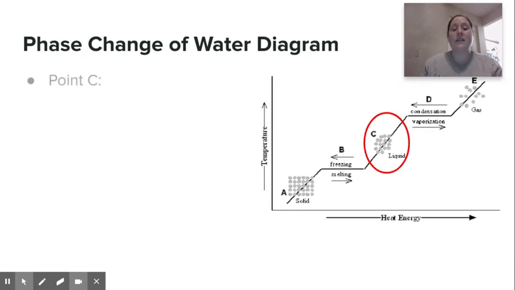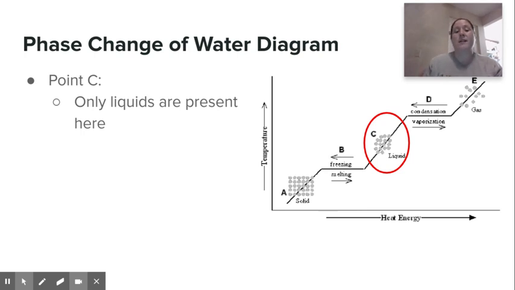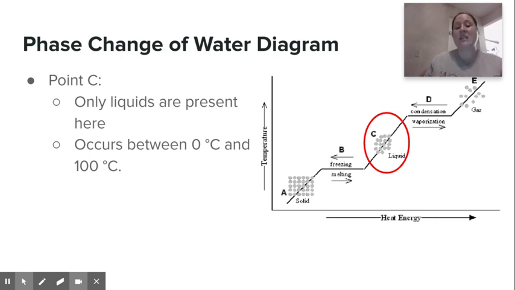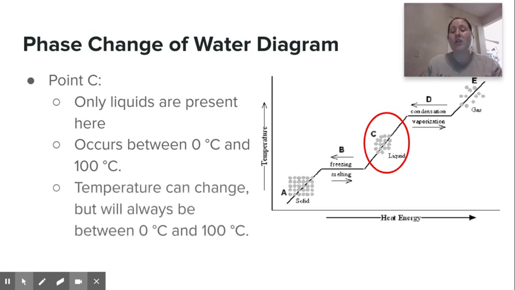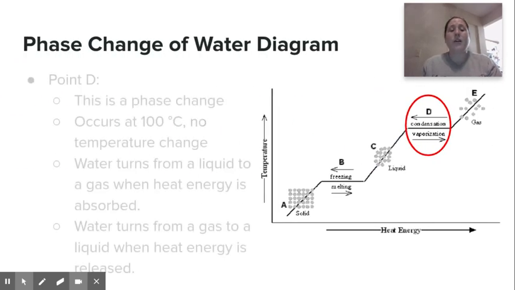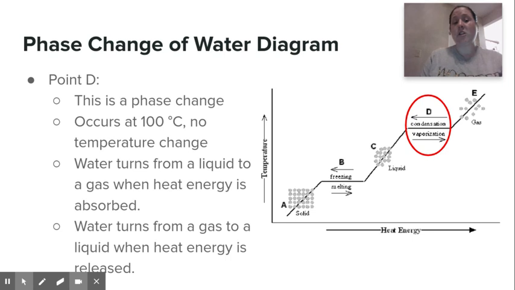All right, looking at point C, only liquids are present here. Again, there's no gases, there's no solids here. And it's going to occur between 0 degrees Celsius and 100 degrees Celsius. And temperature can change, but it's always going to fall in that range from 0 to 100. Letter D is a phase change, and it occurs at 100 degrees Celsius, and there is going to be no temperature change. And this is where water turns from a liquid to a gas when heat energy is absorbed. And when water turns from a gas to a liquid, heat energy is going to be released.